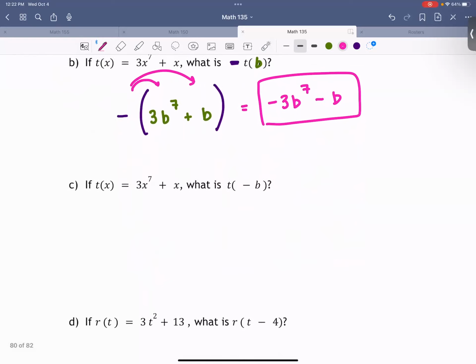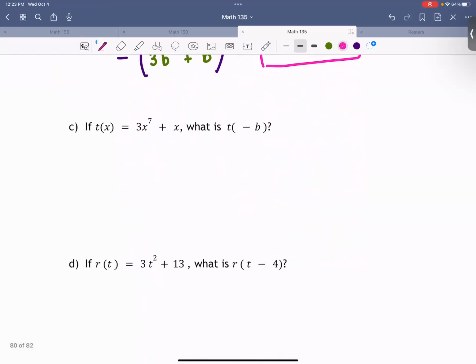Okay, part C. We want to figure out what T of negative b is. What is that telling us to do? Plug in negative b, right? So wherever we see an x, we're going to write negative b in parentheses, because whenever there's negatives involved or a big expression, we want to put parentheses around it. So this should become 3 times negative b in parentheses to the 7th power plus negative b. I like to keep that in parentheses too, because whatever I plug in, I just keep in parentheses. Parentheses are never too bad to put around anything.